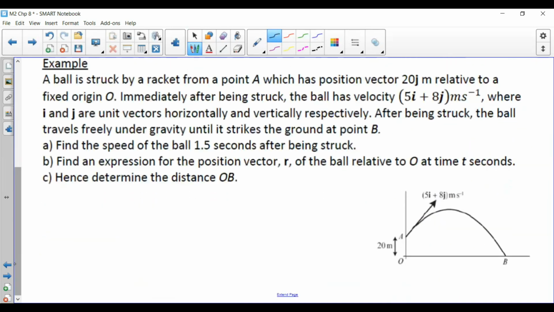Example: a ball is struck by a racket which has position vector 20j meters. So you can see point A, we start from 20 meters high, relative to fixed origin O. Immediately after being struck, the ball has velocity 5i plus 8j. So you can see it's a projectile. After being struck, the ball travels freely under gravity until it strikes the ground at point B. Find the speed of the ball 1.5 seconds after being struck.